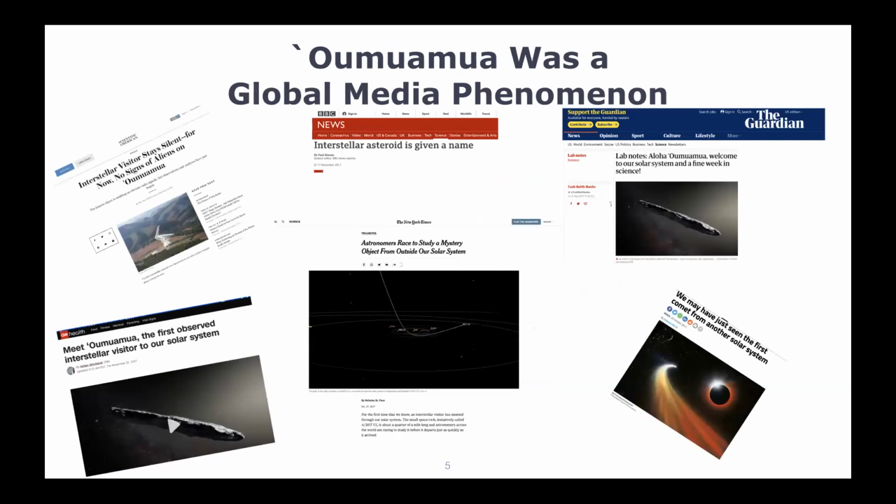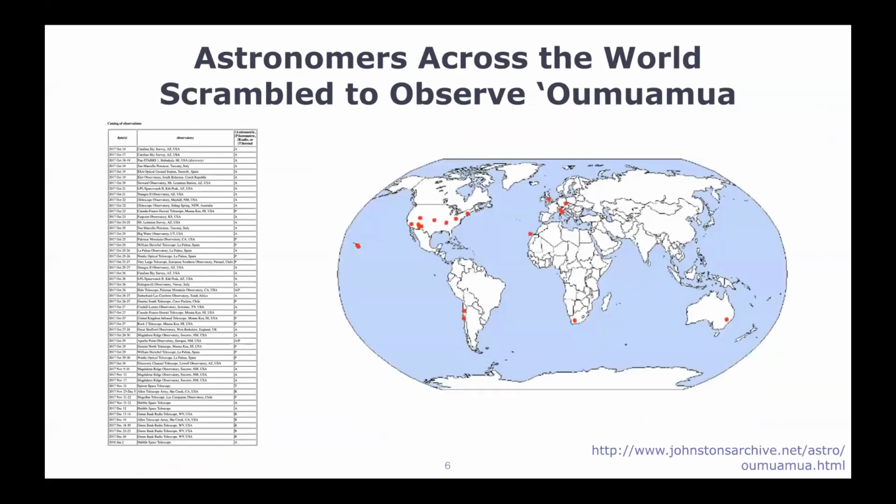These are just a few highlighted news articles from the couple of weeks right after Oumuamua was discovered. The reason this was so exciting was that for the first time ever, we had the opportunity to look up close and characterize something that formed elsewhere. It was a crazy few weeks when Oumuamua was observable, and astronomers all across the world were scrambling to observe it. This shows all of the positions on Earth where people were able to point their telescopes from the ground and get observations of Oumuamua.